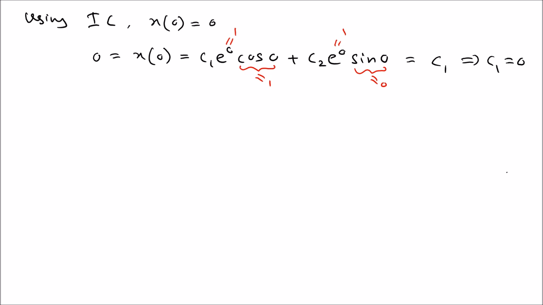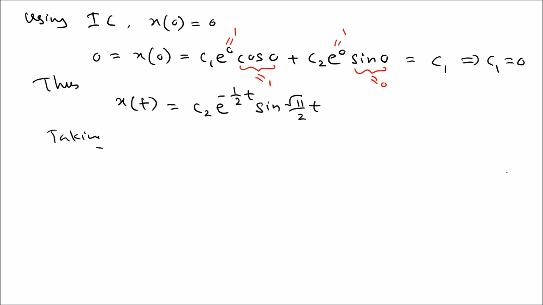So thus we can write x(t) like this. It is simply c2 e to the negative 1/2 t sine square root 11 over 2 t. Before you take the derivative, it's a good idea to do this because then you have only one term. Otherwise it will be difficult. So now what we can do is take the derivative. So taking the derivative.